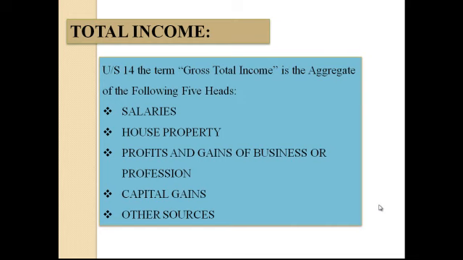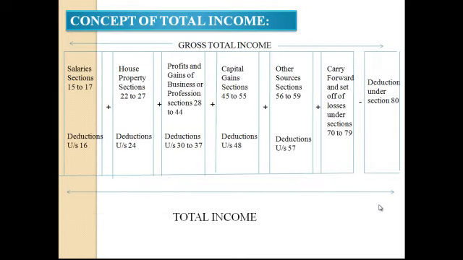Total income under Section 14 of the Income Tax Act covers 5 heads: salaries, house property, profit and gains of business or profession, capital gains and other sources. Concept of total income: salary plus house property plus profit and gains of business or profession plus capital gains and income from other sources, less carry forward of losses. We can avail deduction under Section 80.